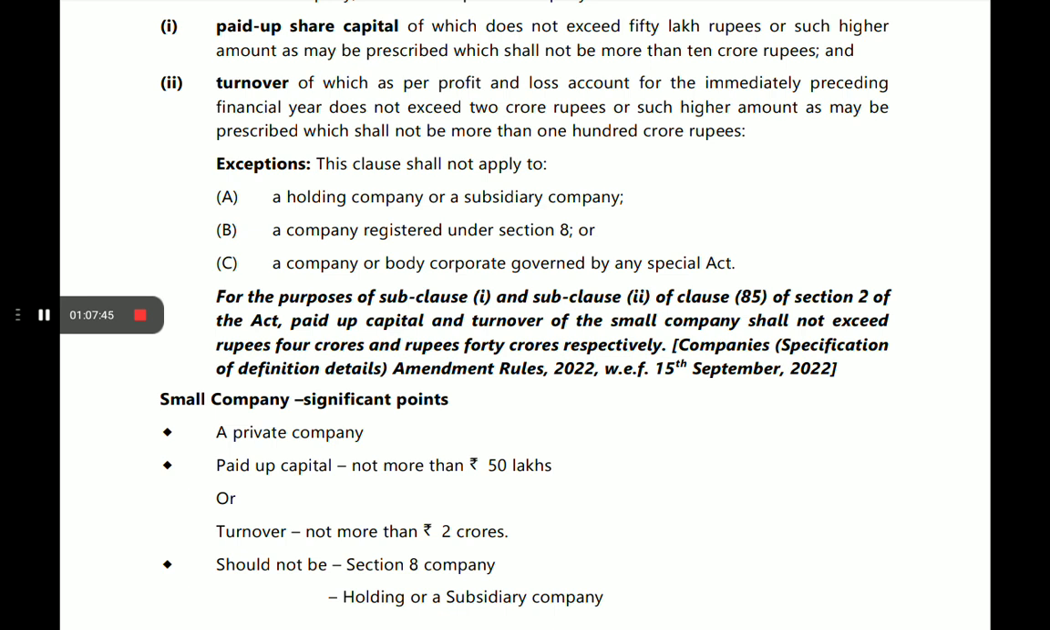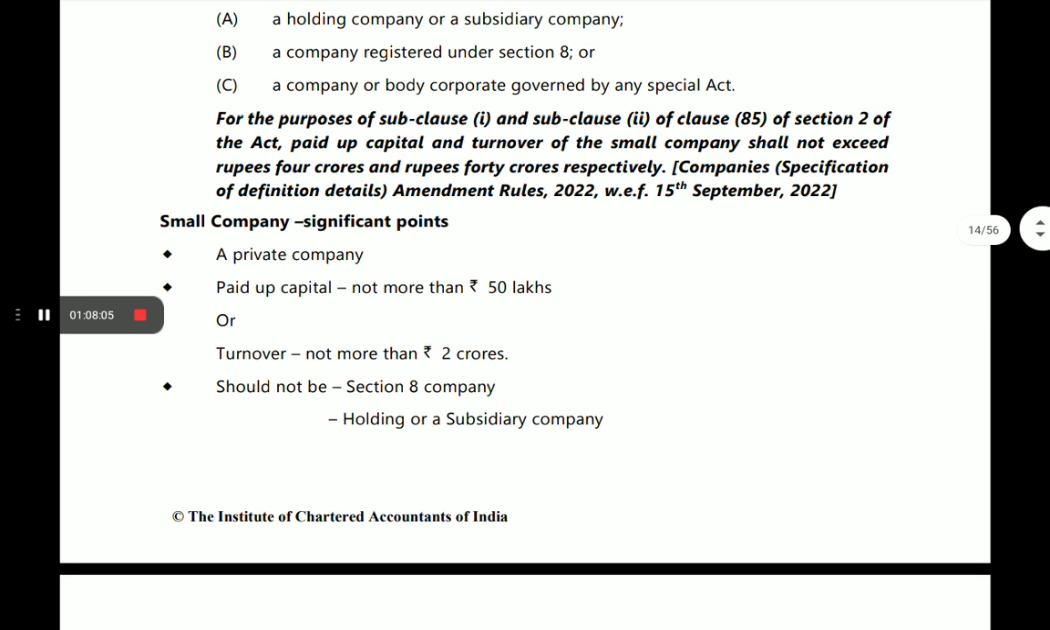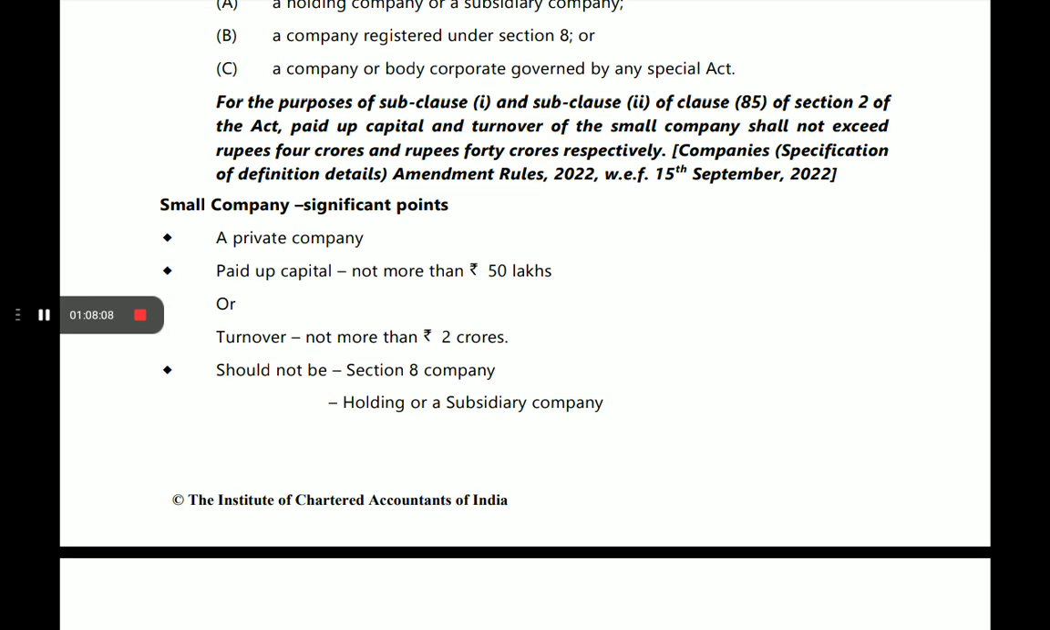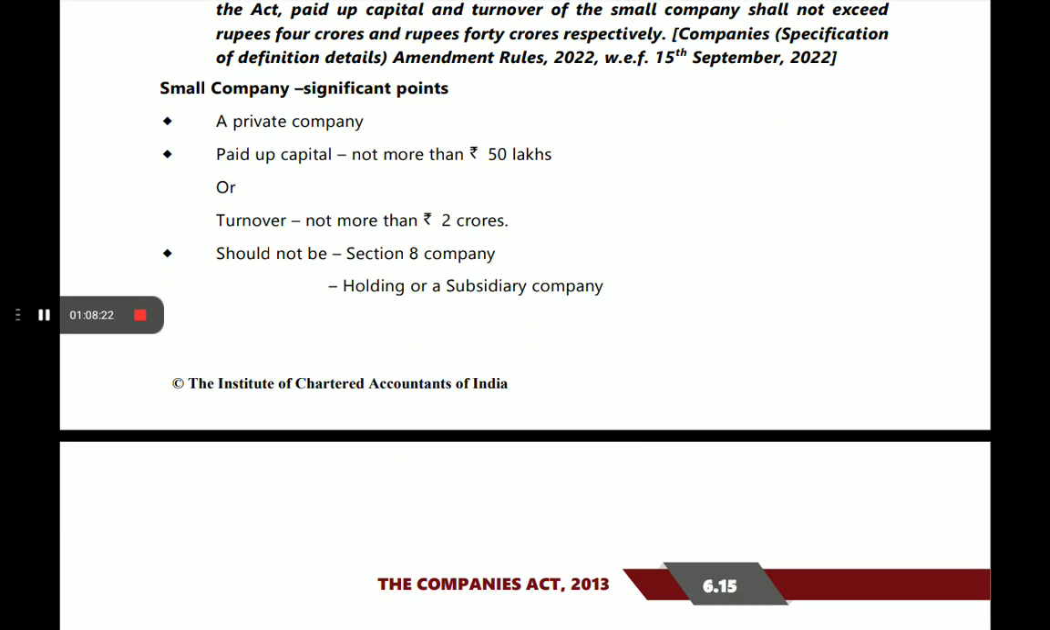Companies specification of definition details, Amendment Rules. Companies Amendment Rules 2022, with effect from 15 September 2022. A small company, significant points: a private company, paid up capital not more than 50 lakh rupees or turnover not more than 2 crore rupees. Should not be a Section 8 company, holding or a subsidiary company.